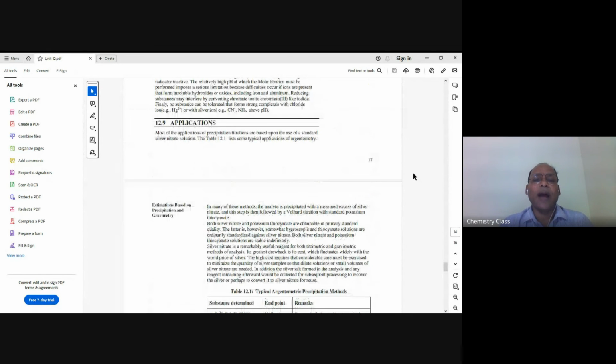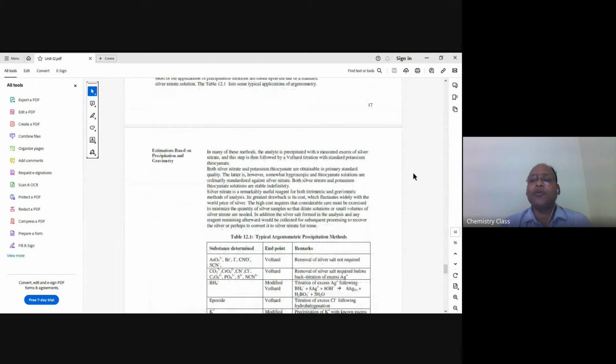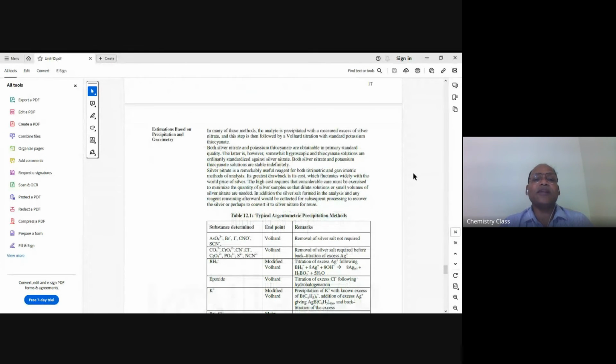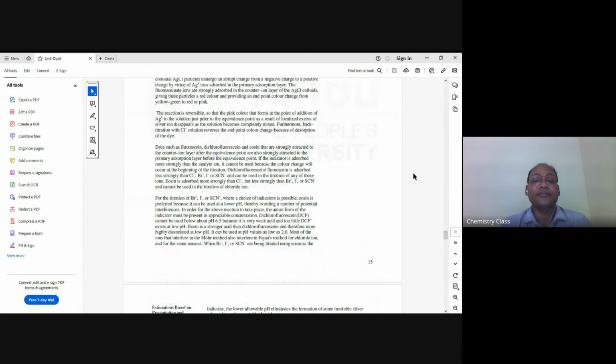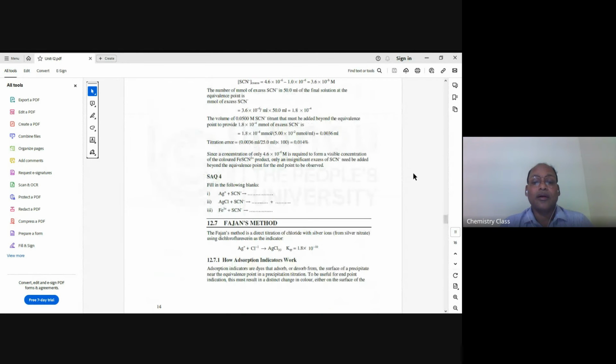Okay, now the applications. Where you have to use this, you will do the estimation based on precipitation and gravimetry. For gravimetry and precipitation applications, you have to use these three: Fajans' titration, Mohr's titration, and another one. I forgot that.